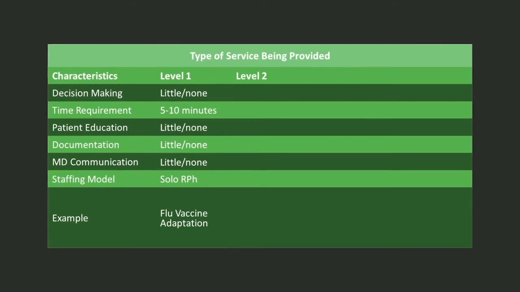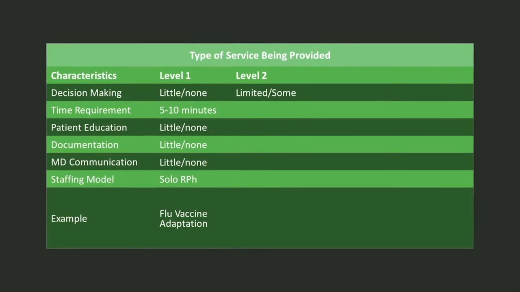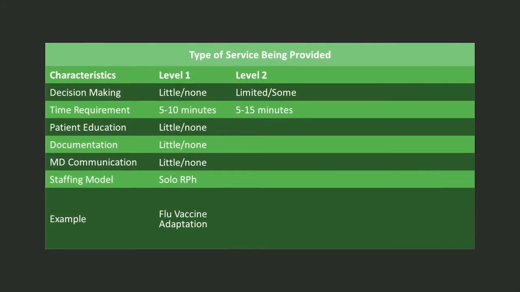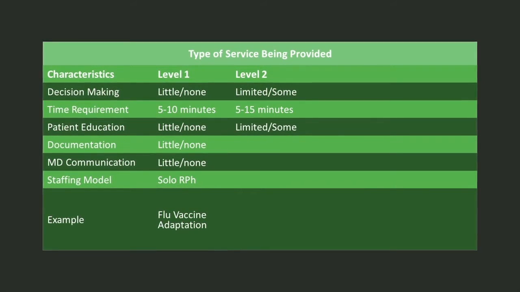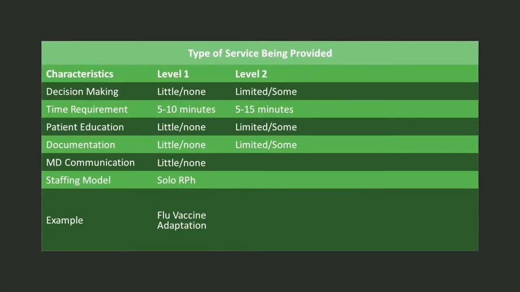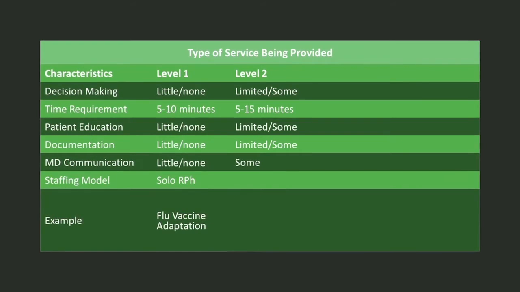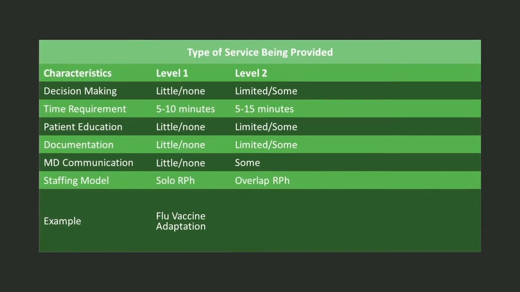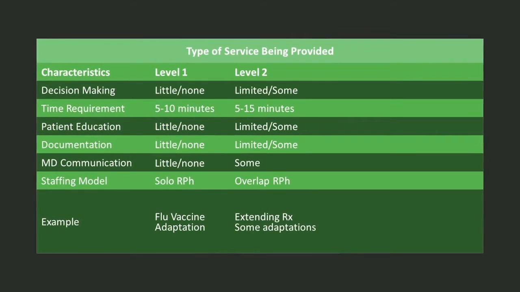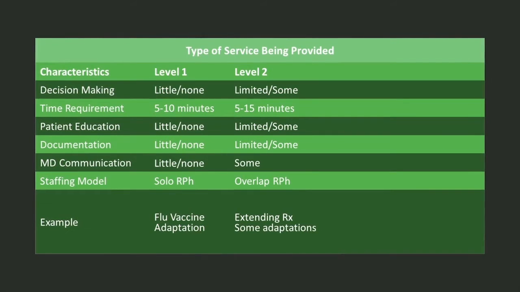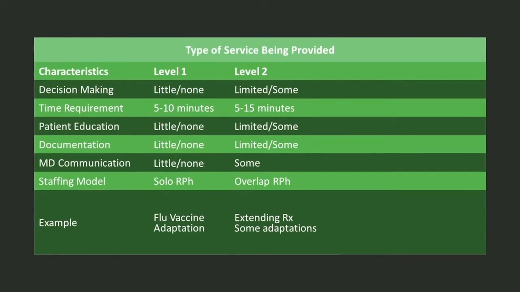A Level 2 service requires some decision making. The time requirement can be anywhere from 5 to 15 minutes, and there is some patient education involved. Documentation is limited, and physician communication does occur. The staffing model will likely require an overlap pharmacist. An example would be extending a prescription or doing certain adaptations to prescriptions.